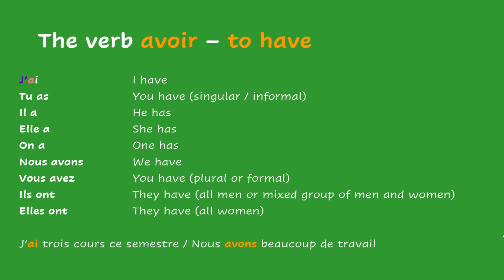Today we are going to learn the verb avoir, which means to have. We are going to conjugate this verb in the present tense. So here is the conjugation.